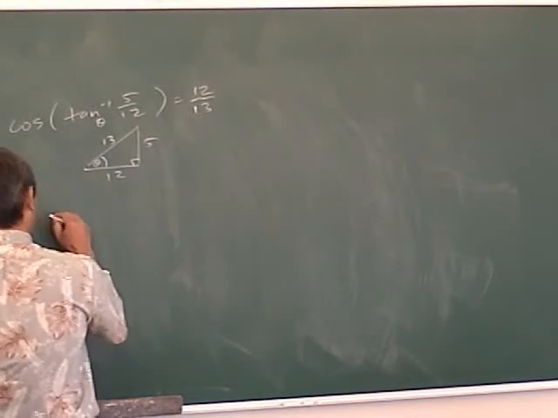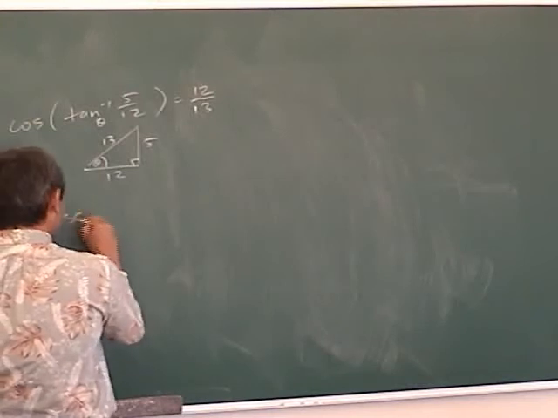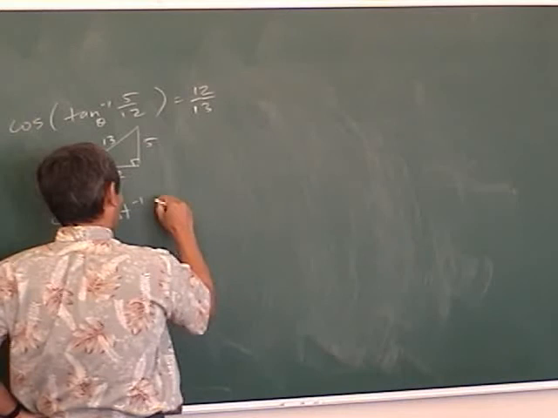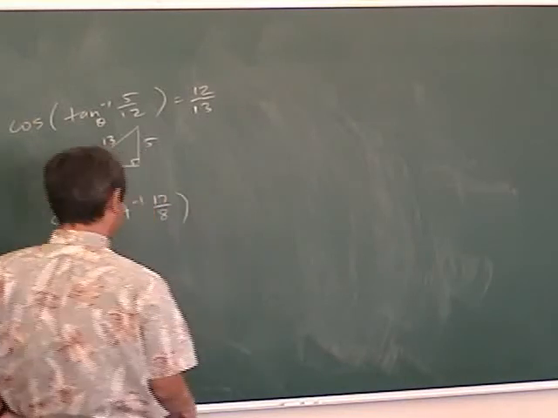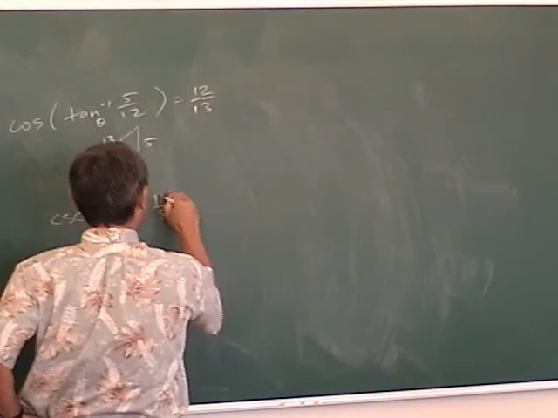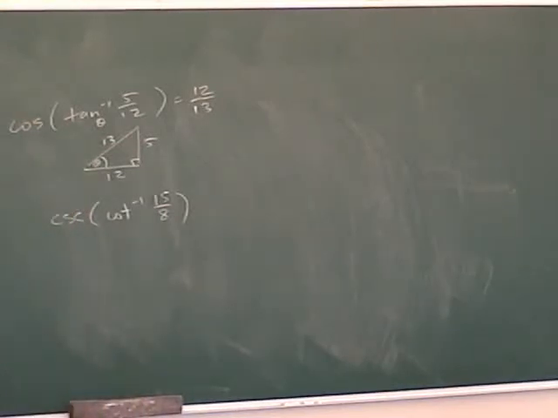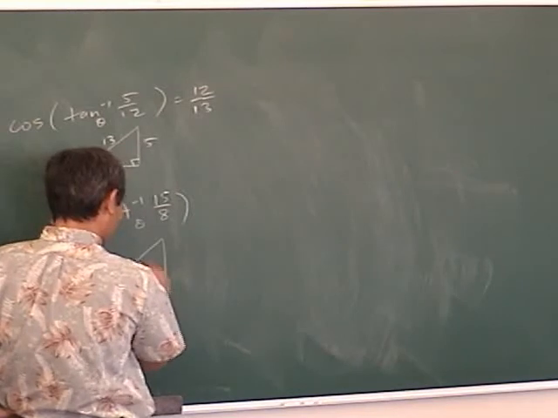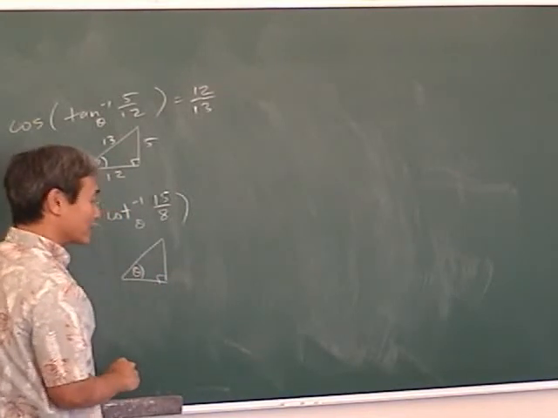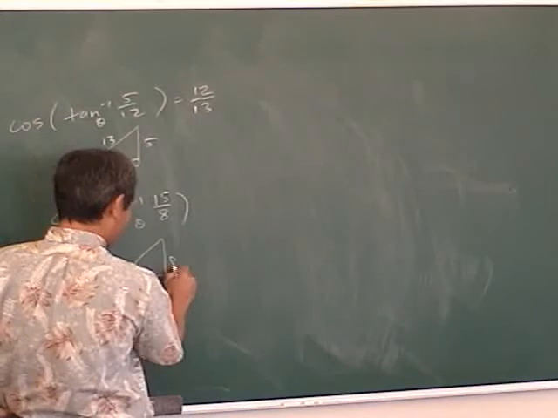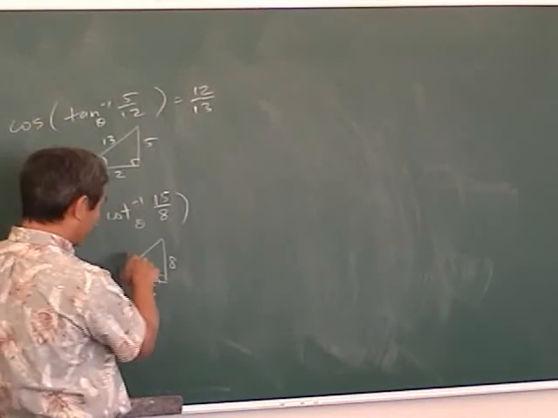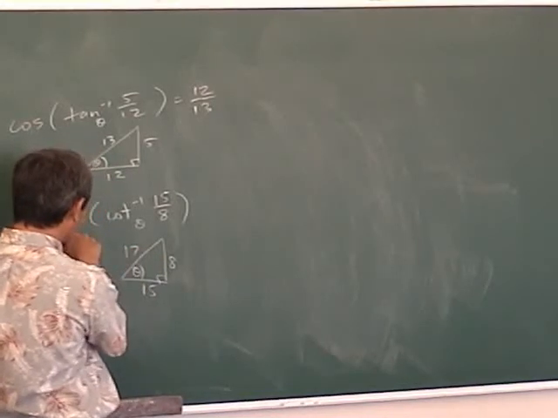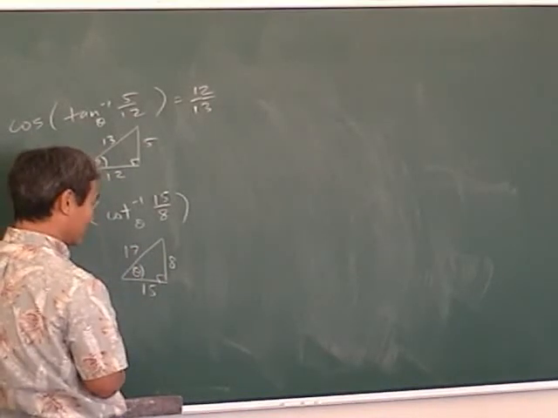Okay, let's do one more. What is the cosecant of cotan inverse 15/8? Okay, so let's call this angle theta. How do you draw an angle so that the cotangent of it is 15/8? And then fill in the third side with the Pythagorean theorem. 17. So what's the cosecant of this angle that I just drew? 17 over 8.